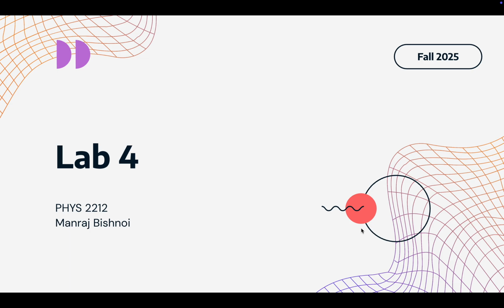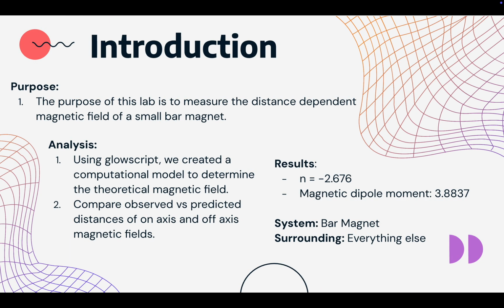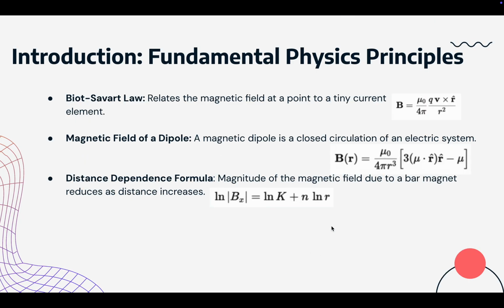Hi, this is my lab report for Lab 4 bar magnets. The purpose of this lab was to measure the distance-dependent magnetic field of a small bar magnet, and there's a small preview of the results. The slope was negative 2.676, and the magnetic dipole moment was approximately 3.8837. The system in the observed model was the bar magnet, and the surrounding was everything else.